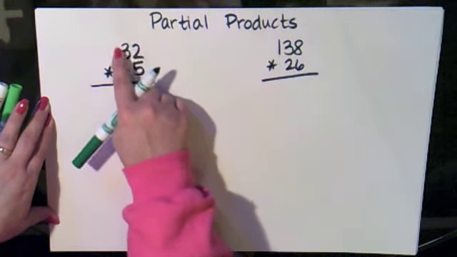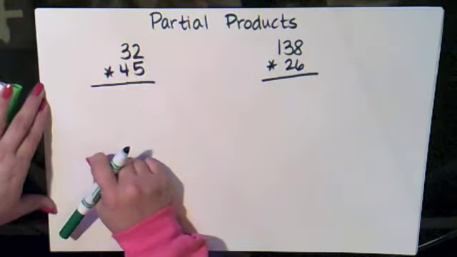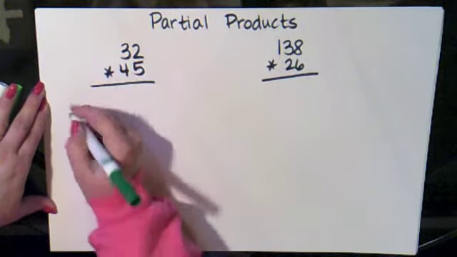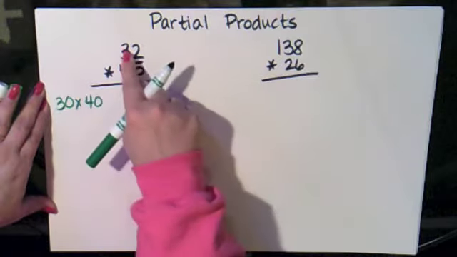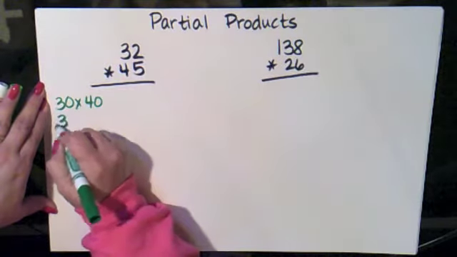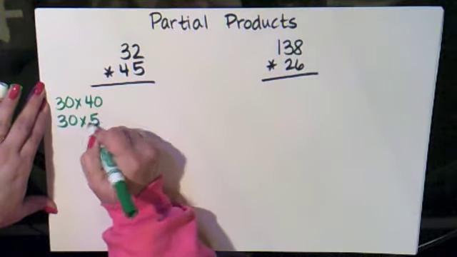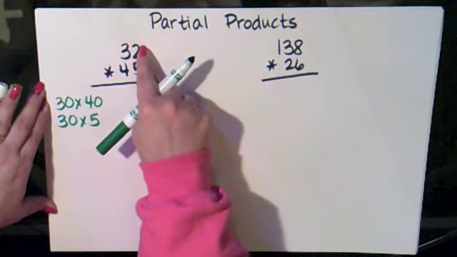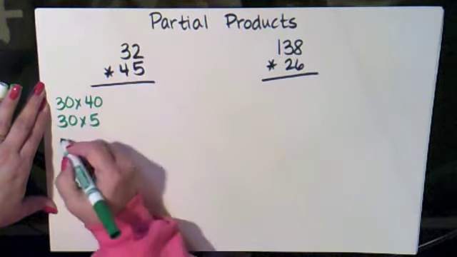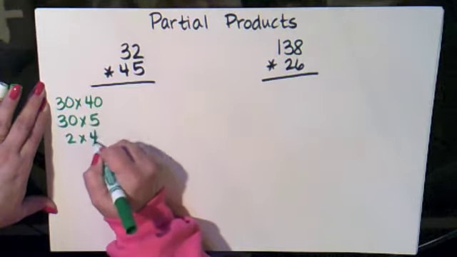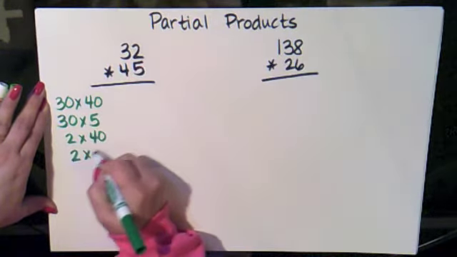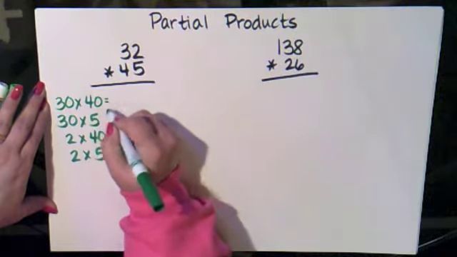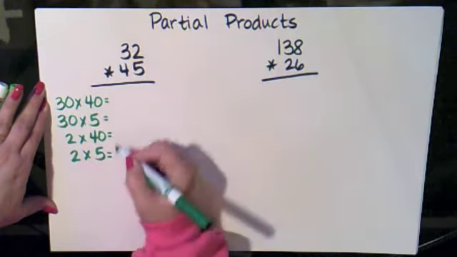So I'll start with my 3 tens or 30. So I have 30 times 40. And then 30 times 5, and then I have 2 times 40, and 2 times 5. Now I need to multiply these parts together.